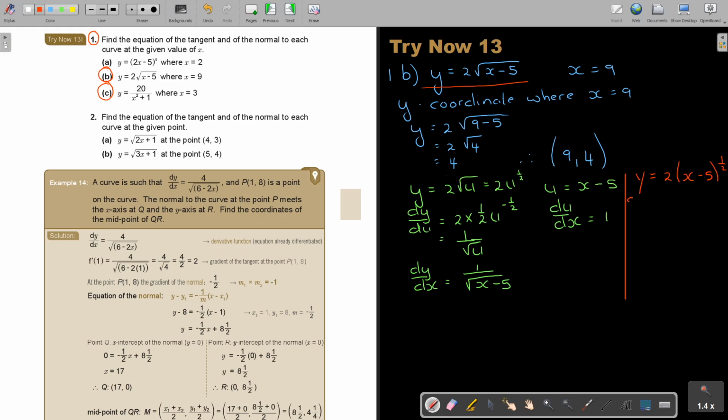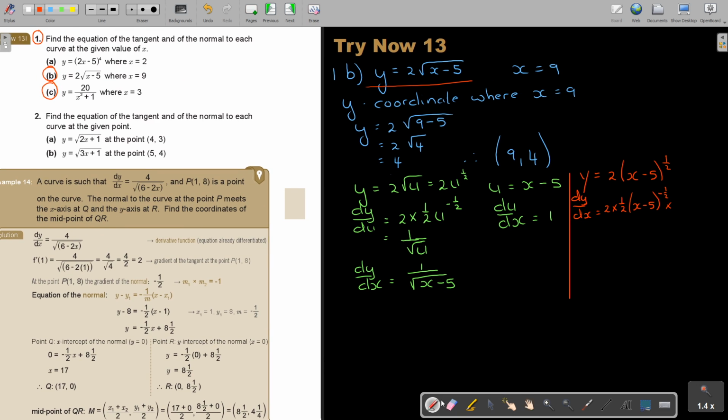So if I differentiate, dy over dx, I want to introduce this more to you. First the outside, okay? So it will be 2 times a half, and it's x minus 5 to the power negative a half. And then I multiply, I differentiate the inside. And what will the inside just be? 1. And that becomes 1. Can you see? And if I move it down, it's 1 over the square root of x minus 5.